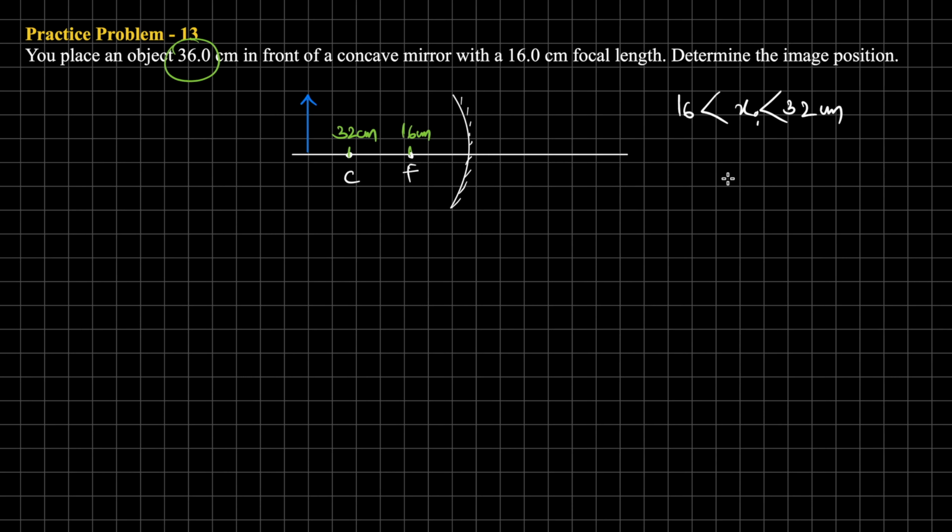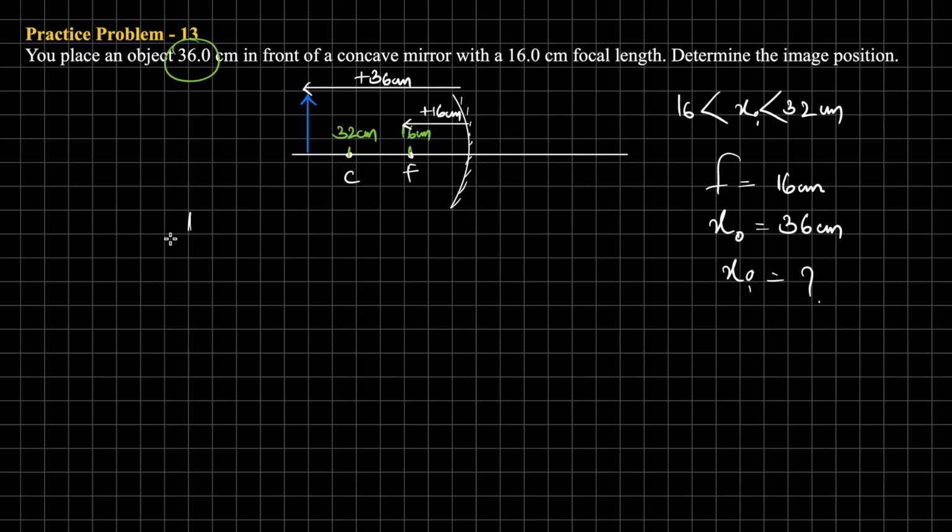The focal length is 16 centimeter. We are measuring the focal length from the pole to the left. That's positive. So plus 16 centimeter, that's the focal length. Now the object position should be positive as well. We're measuring towards the left. So plus 36 centimeter, that's xo. Let's find xi.